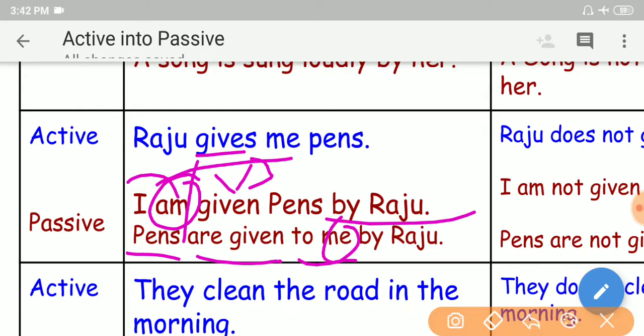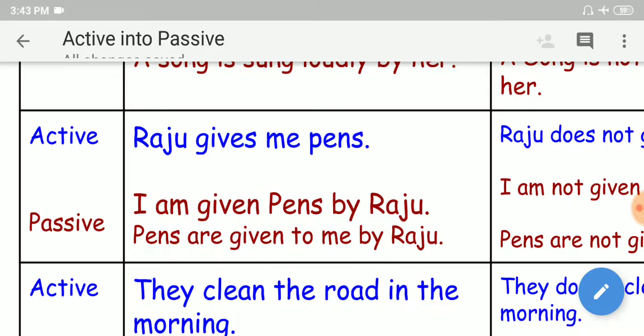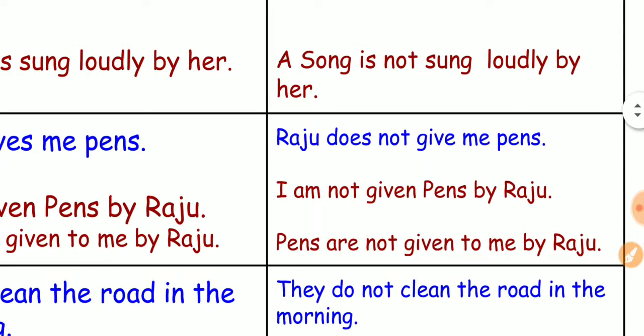If you want to use a person after the verb, meaning a pronoun or noun, if it is used, you must use to here, my dear friends. So next let us discuss the negative form of the same sentence. Raju does not give me pens. I am not given pens by Raju. Pens are not given to me by Raju is the negative form.